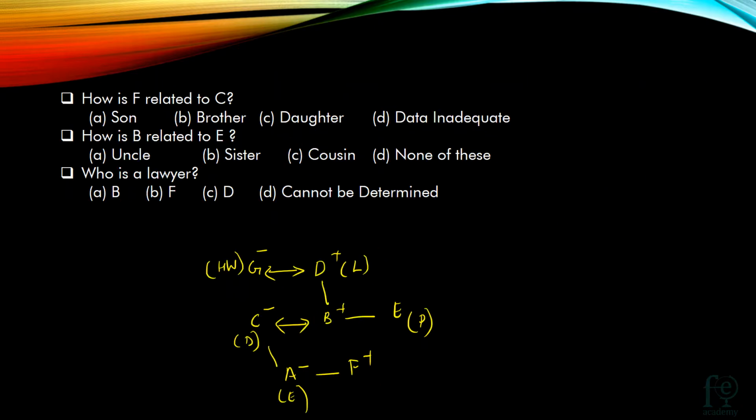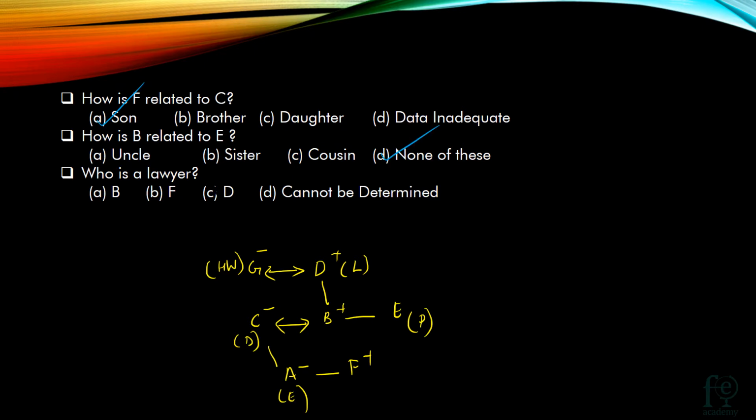Now let's go to our questions. How is F related to C? So what is the relationship between F and C? F is the son of C. How is B related to E? So B is the brother of E. So here uncle, sister and cousin options are there. So none of these will be the answer.